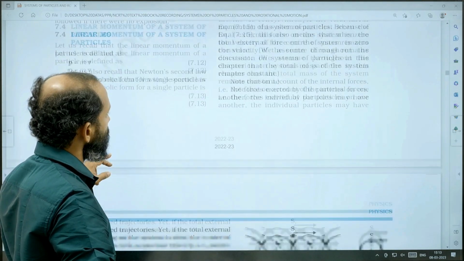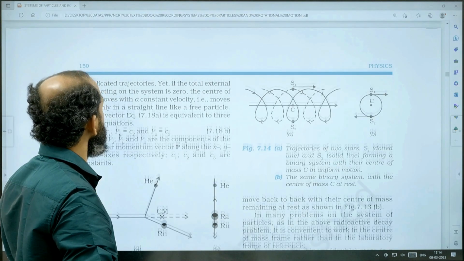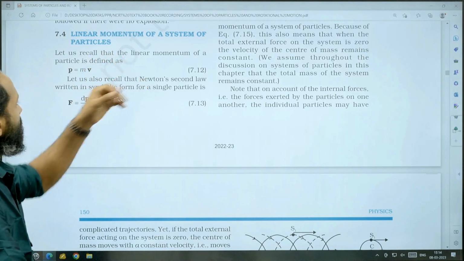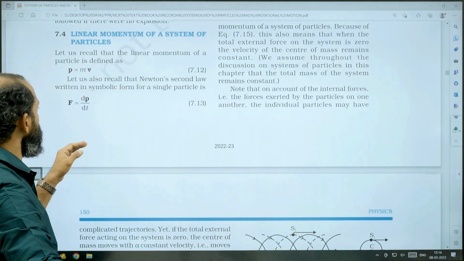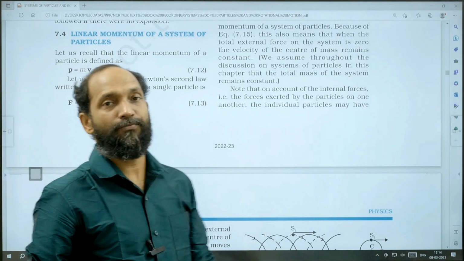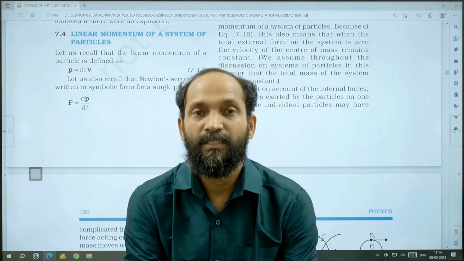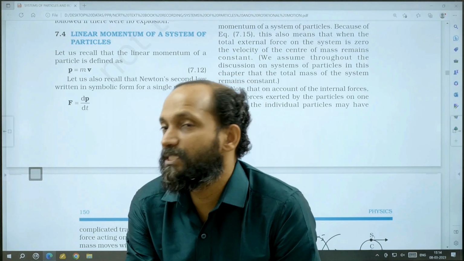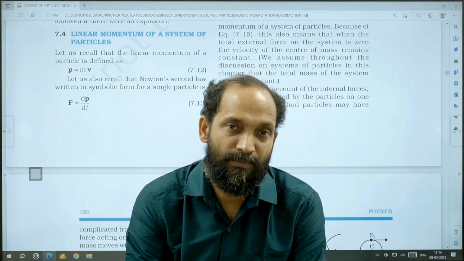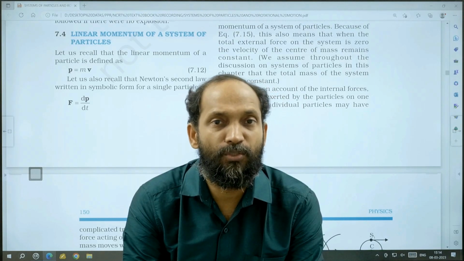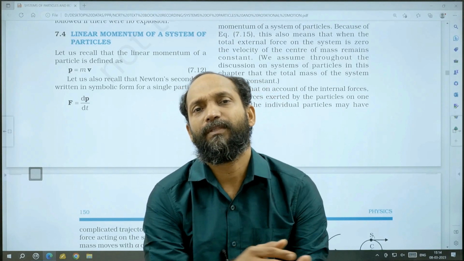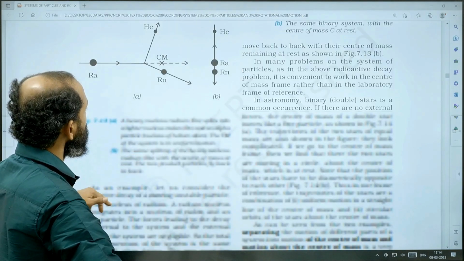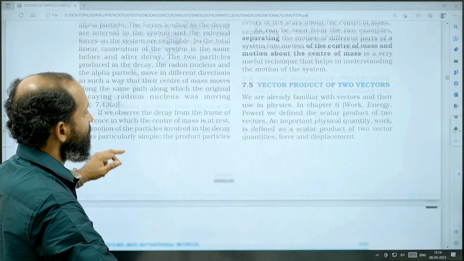Together with that, we have already discussed many important concepts. Conservation of momentum of center of mass can also be discussed here. F is equal to dP/dt, where F represents the net external force acting on the center of mass and P represents the total linear momentum of the center of mass. If external force is zero, total linear momentum is a constant. That's why the center of mass does not change its state. Binary stars, alpha decay, all this we have explained.